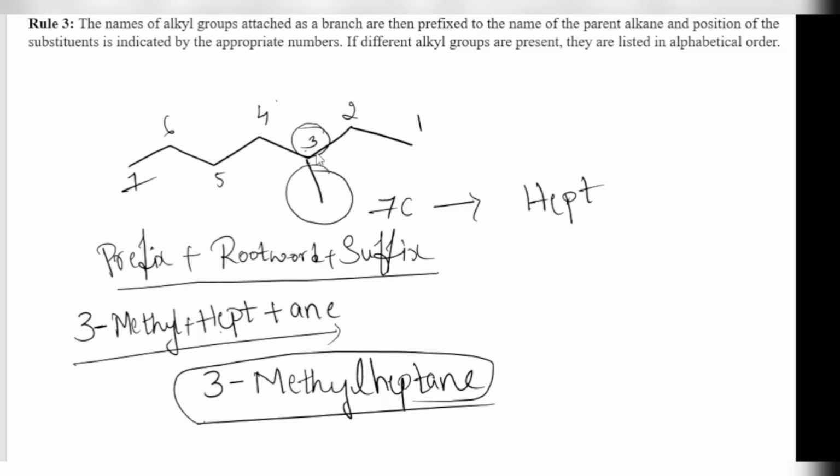But in rule 3, what they are telling is, here a branched chain is there on carbon number 3. That means where the branched chain is attached, that carbon number we also have to indicate, and what is the side chain attached to that. That is methyl in this case, we have to mention as a prefix. Correct? Suppose in the next example, I will take 2 substituents, like this.